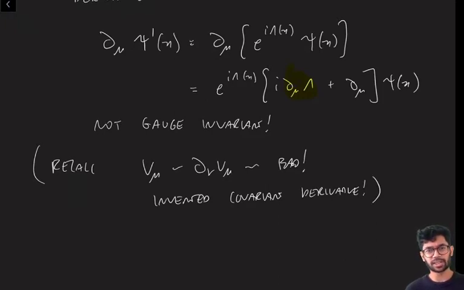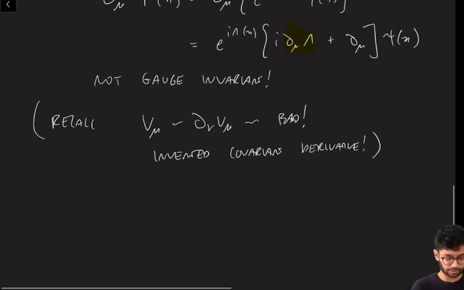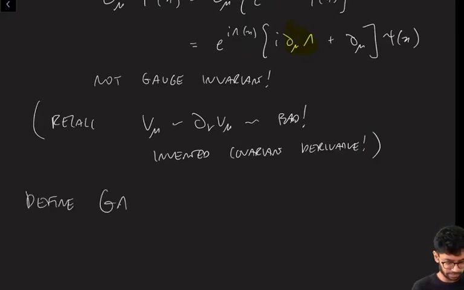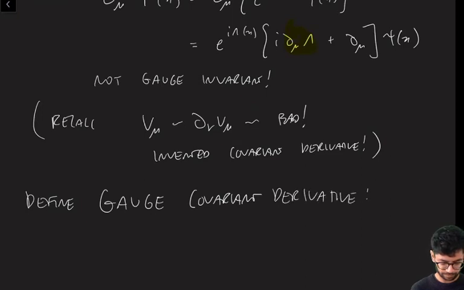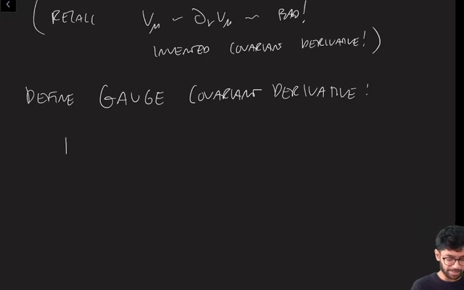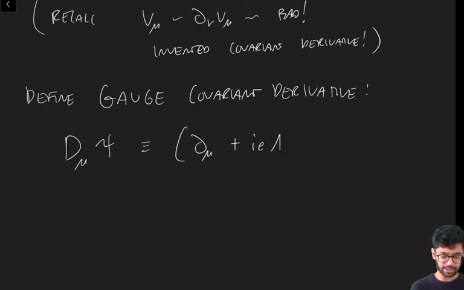The formal way to say it is d mu psi does not transform like psi does. It transforms in a bad way. We have to fix it, and we're going to have to invent a new kind of derivative to do this. We're going to invent something called the gauge covariant derivative. Okay. So here we go. Let's define the gauge covariant derivative. And that's defined with a capital D. Okay. So capital D mu of psi is defined to be d mu plus i e A mu of psi. Okay.